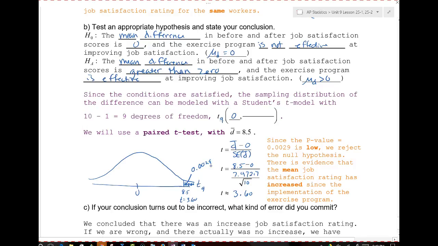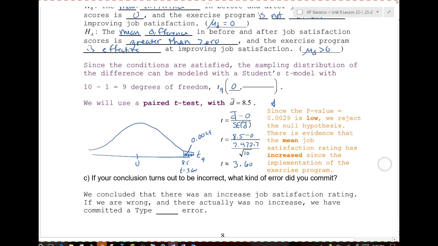Yeah, look at the value. And this is our conclusion: since the p-value of 0.0029 is low, or you can say is below the alpha level of 0.01, or even 0.05, we reject the null hypothesis. There is evidence that the mean job satisfaction rating has increased since the implementation of the exercise program. Remember, we talk about our evidence based off of our alternative hypothesis.